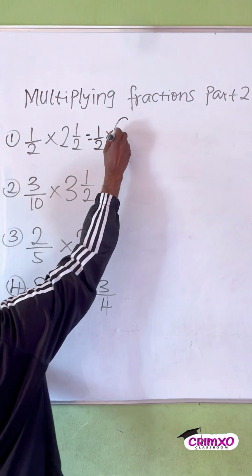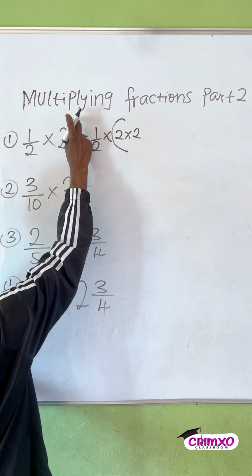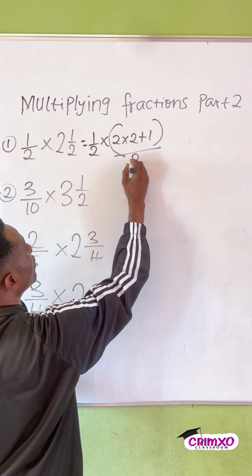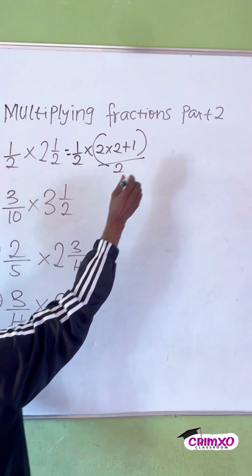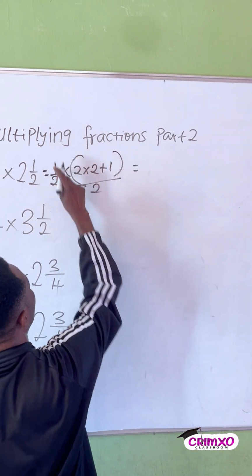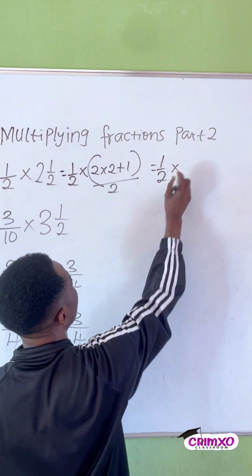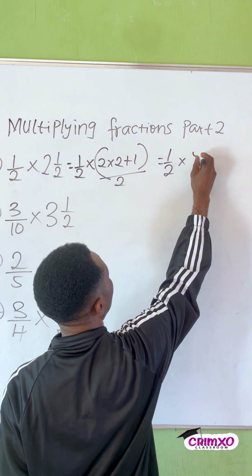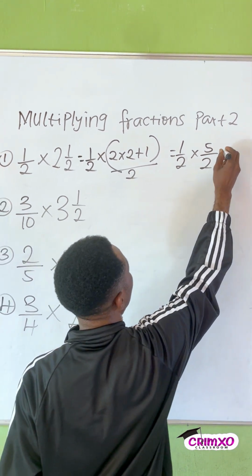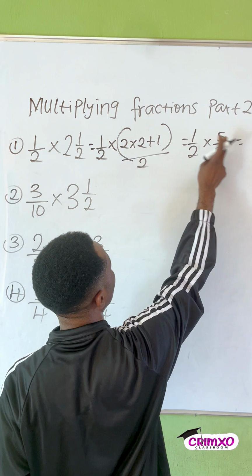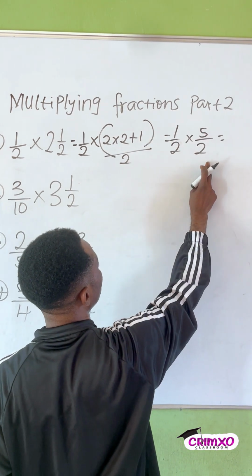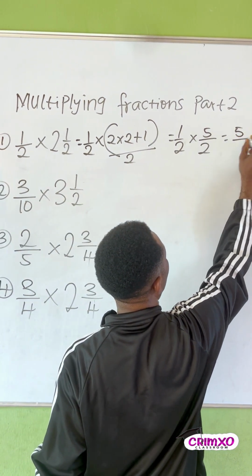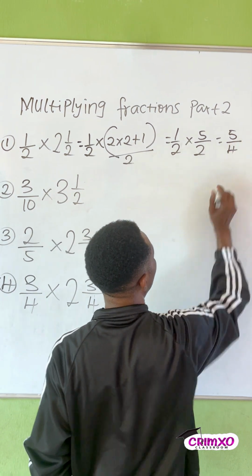1 over 2 times, you can bracket it, 2 times 2 plus the numerator 1, then still all over 2. Which will now give us 1 over 2 times 2 times 2 is 4, 4 plus 1 is 5 over 2. There is nothing that can divide between the numerators and the denominators, so we multiply out. 1 times 5 is 5, all over 2 times 2, 4.